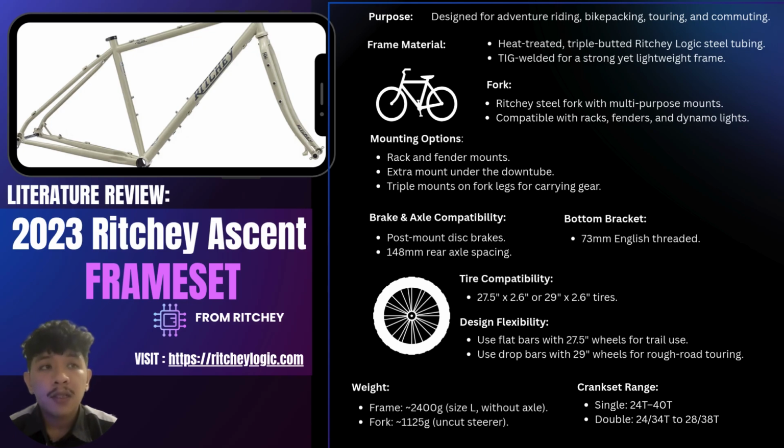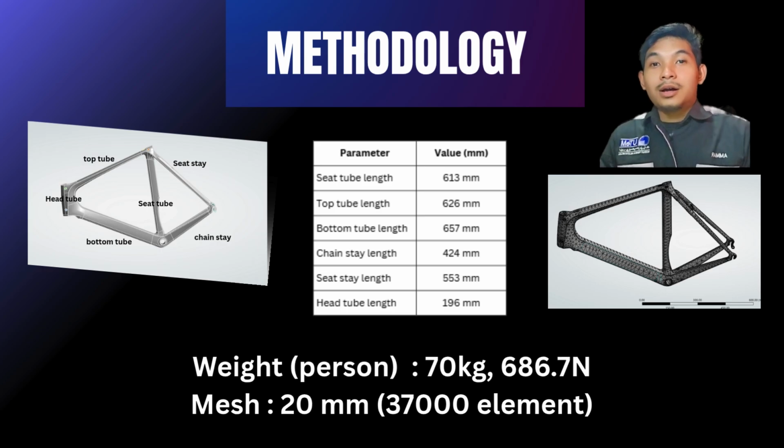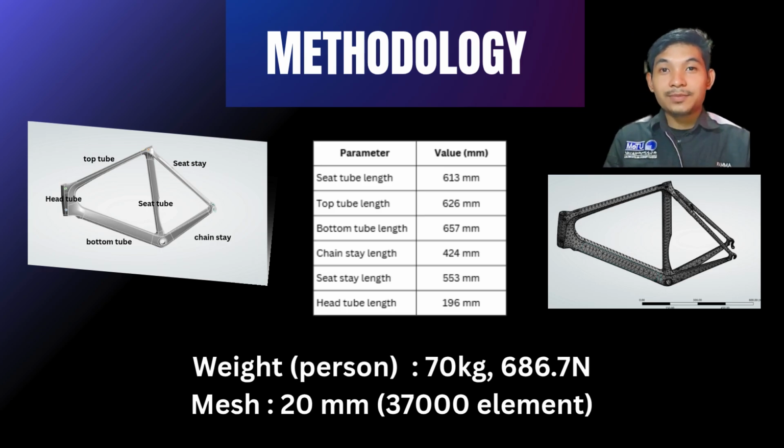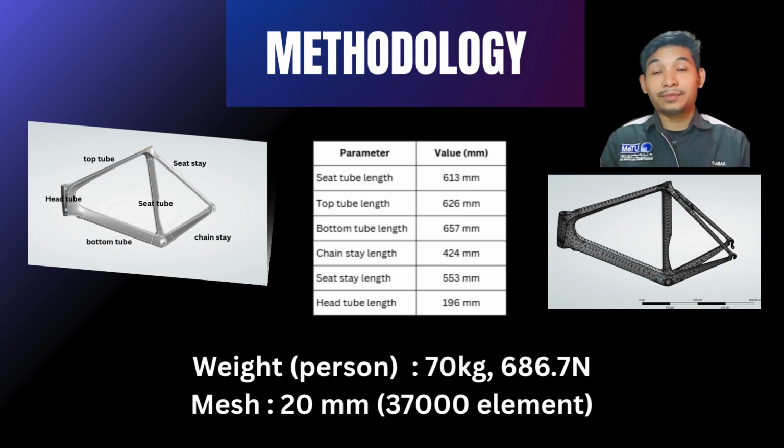For the crankset range, the single crankset range is 24 to 40 T, and for the double is 24/34 to 28/38. Alright, now I will explain the methodology used for FEA estimation of the bicycle frame.